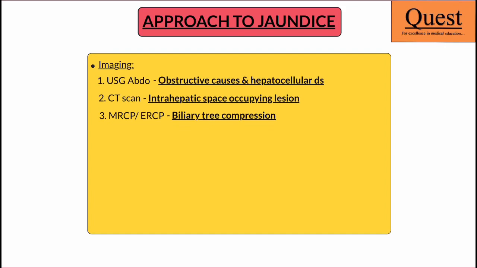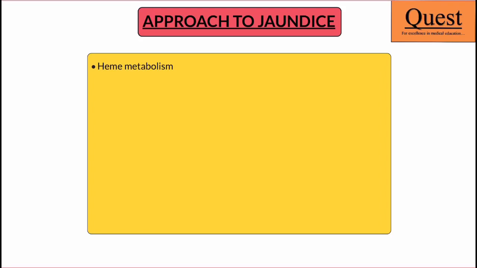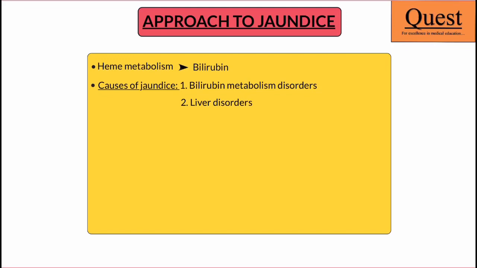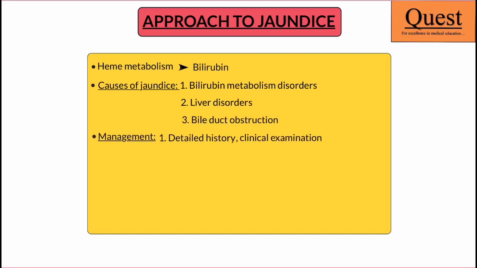To summarize, if we have a patient of jaundice, we have to remember that bilirubin is a product of heme metabolism and it is being managed by the liver. So jaundice could occur either because of an isolated disorder of bilirubin metabolism, because of liver disorders, or because of an obstruction to the bile duct. A good history with examination and basic LFT should help us in guiding the likely etiology, and wherever required, appropriate imaging, especially ultrasound, would help us to reach the diagnosis.